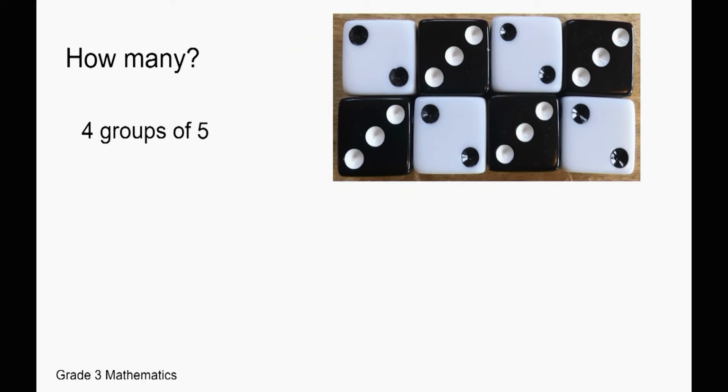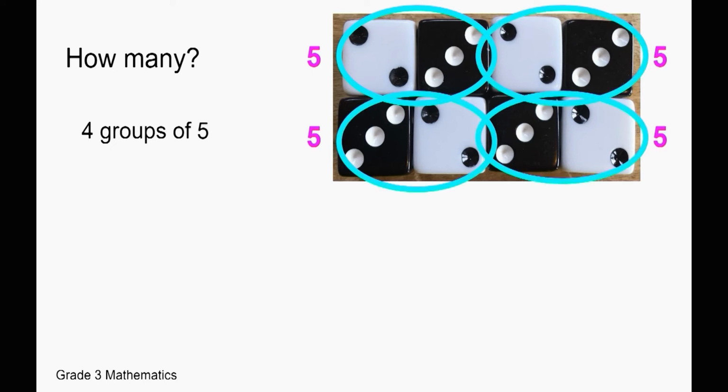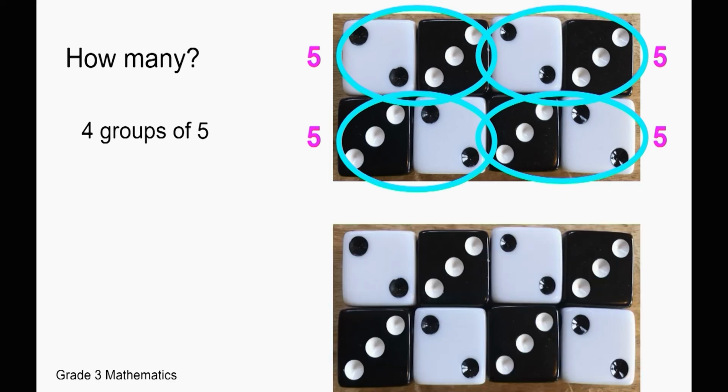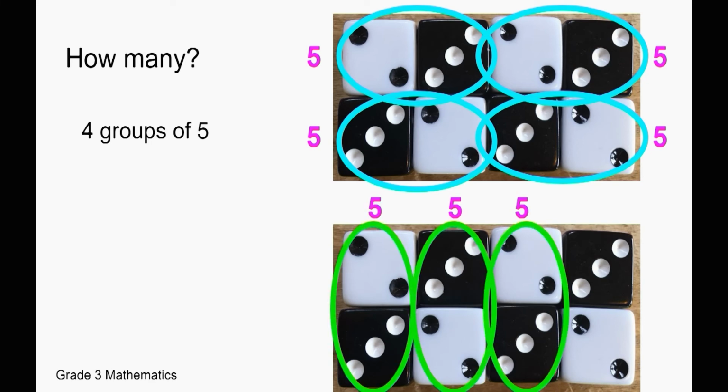You may have seen groups of 5 like this, where the 2 and the 3 are side by side to make 5. And we see there are 4 groups of 5. Or you may have seen the groups of 5 in this way. However you saw those groups of 5, we know there are 4 of them. So how many total dots? How can you figure it out?